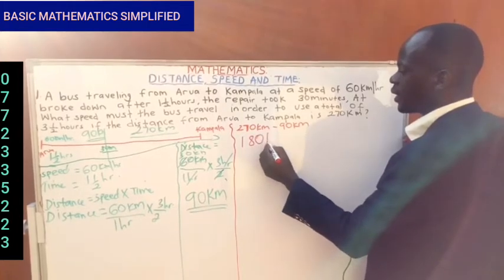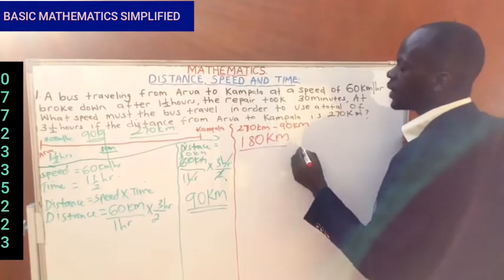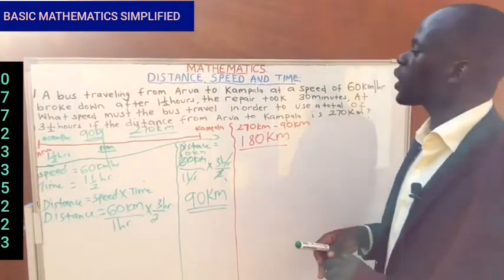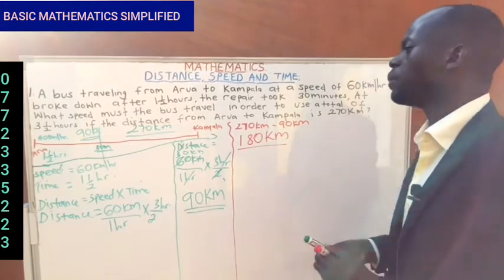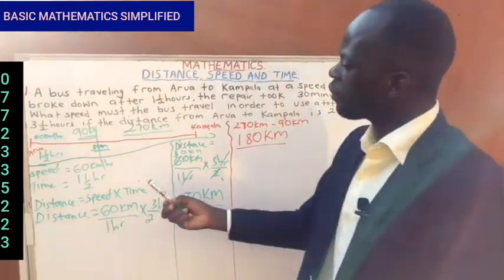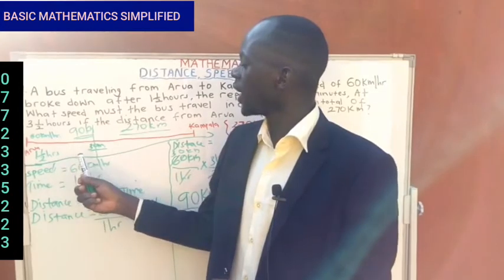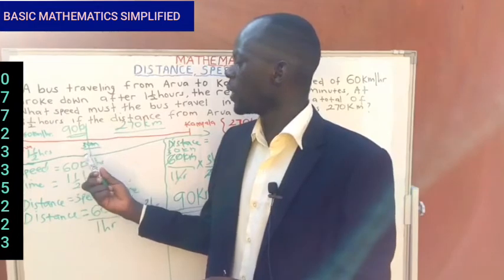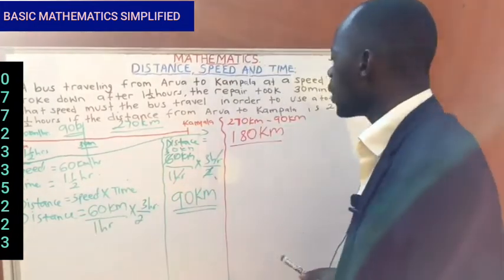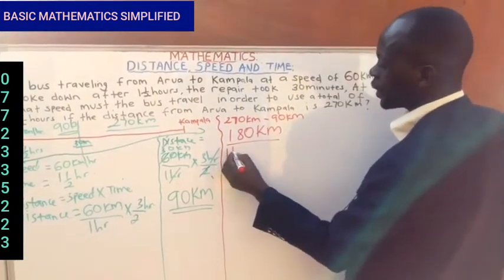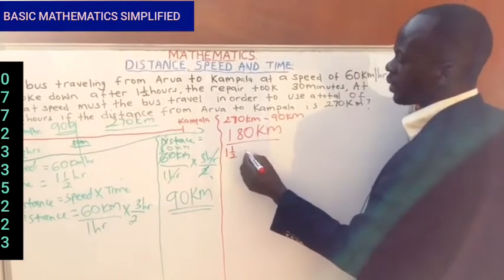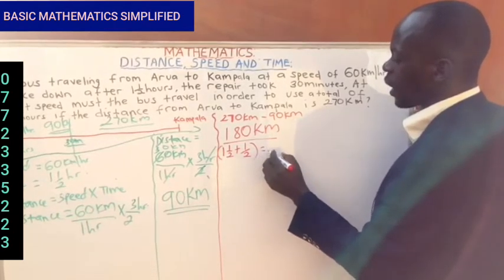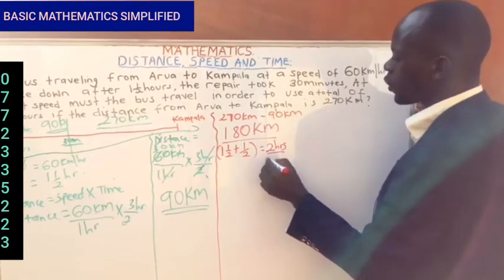That's now the distance he's remaining with. This is the distance left. He's supposed to cover it within the remaining time. What time is remaining? Remember, he traveled for 1.5 hours, and again he rested, which we are calling resting, but he was doing repair for 30 minutes. 30 minutes is the same as half an hour. So 1.5 that he had already traveled plus 30 minutes, which is half an hour. This gives you how many hours? 2 hours. So he is left with 2 hours against 180 kilometers.